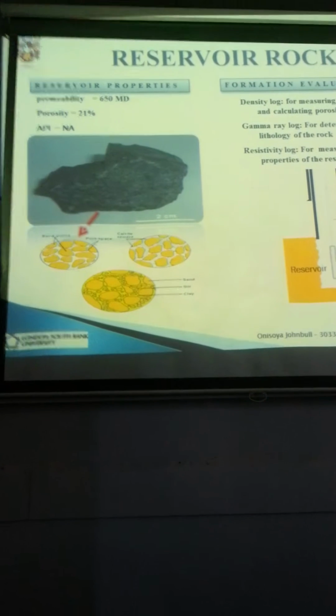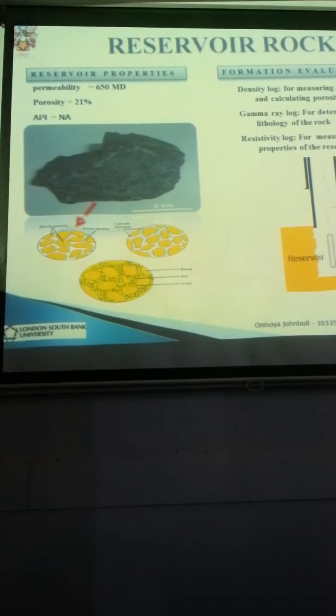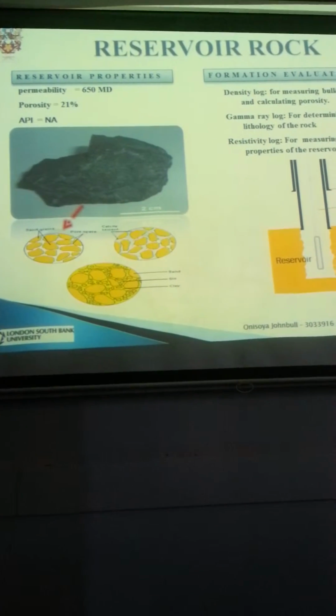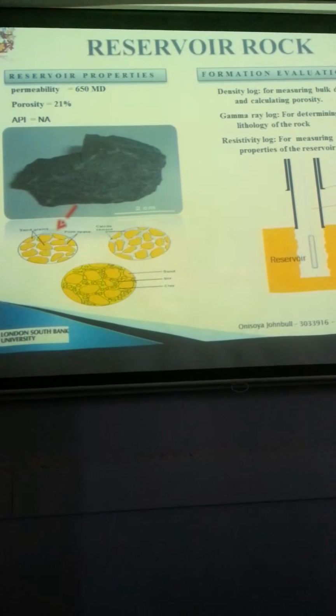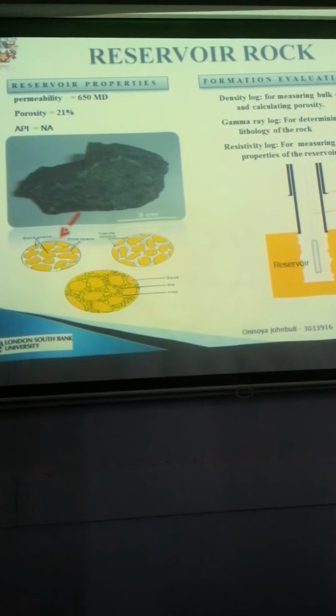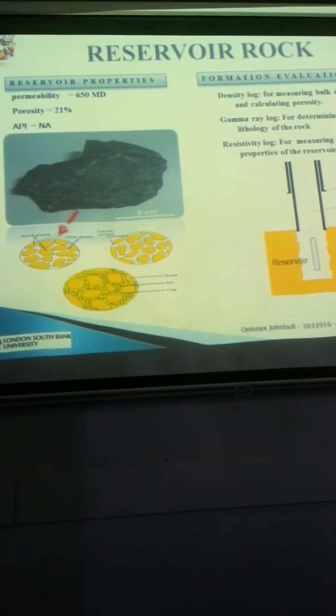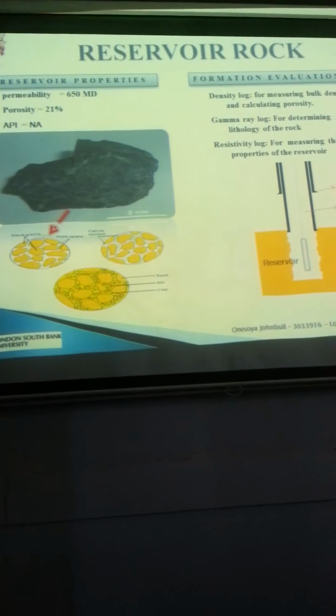In this slide, I'm going to talk to you about reservoir properties. The permeability of the reservoir is 350 millidarcy. The porosity is 21, and it is a gas field, so it doesn't have API.